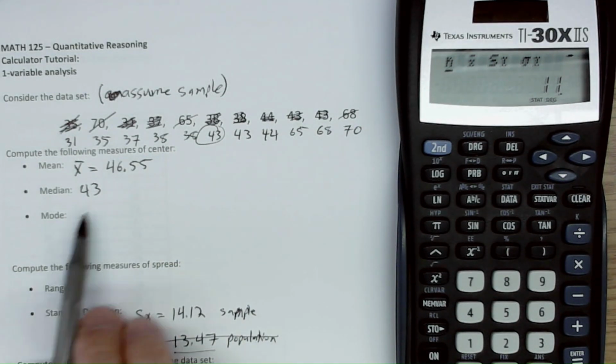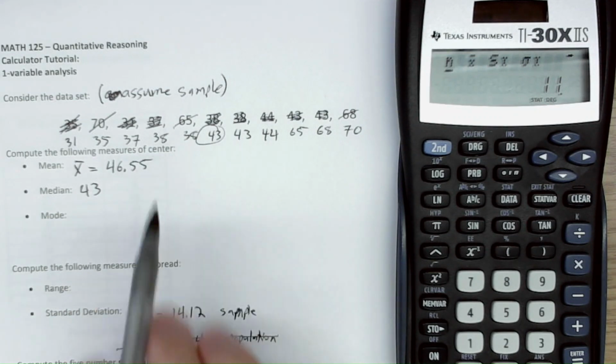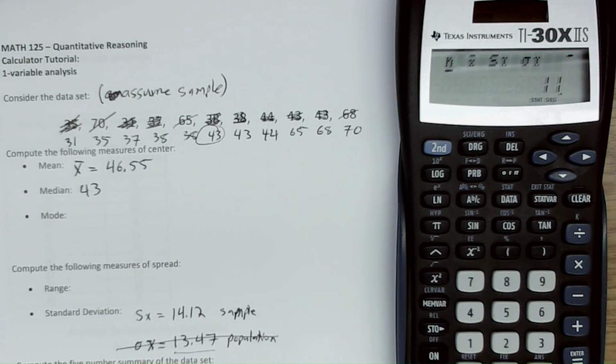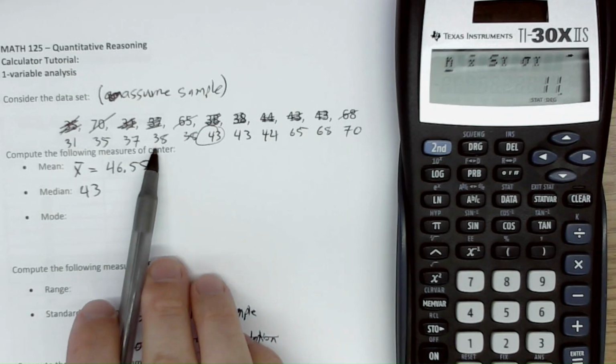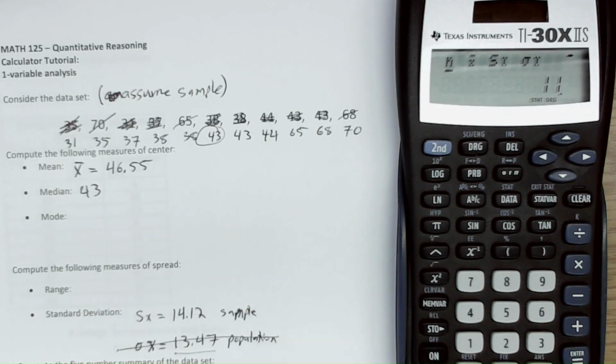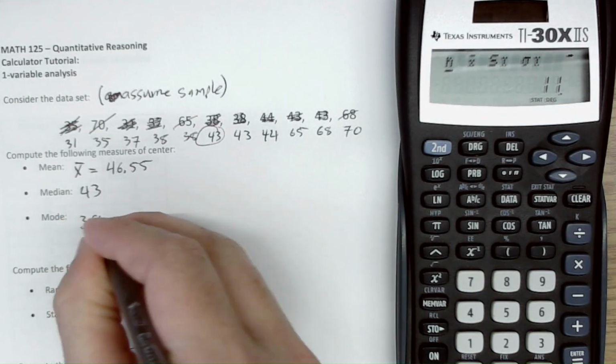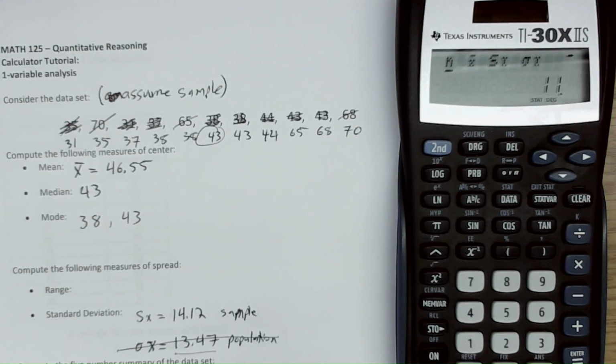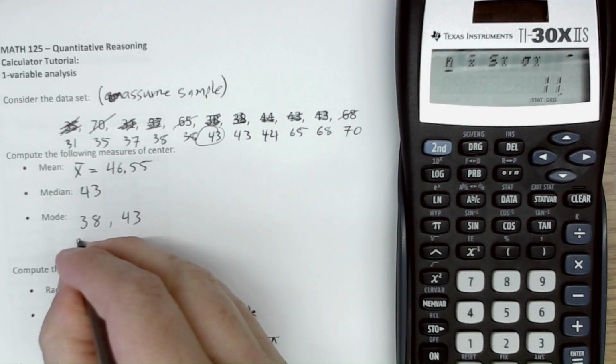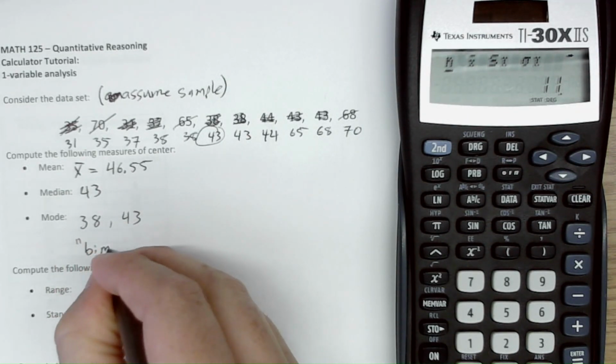The mode we also have to compute by inspection. Which item appears most frequently in the list? There are two items that appear twice, so they're both tied for the value that occurs most frequently, and we see that 38 and 43 both have that value. So we would say here that our data is bimodal.